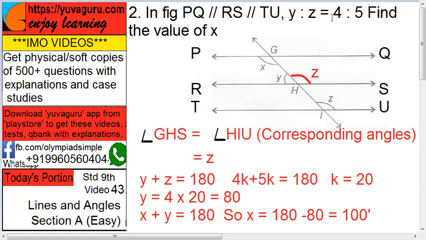But we want what? Y. Why do we want Y? Because we want to find out X. So what is Y now? Y equals 4K. 4 into 20, 80 degrees. Now we got Y. Now what is X plus Y? What is X plus Y basically? What is X and what is Y?